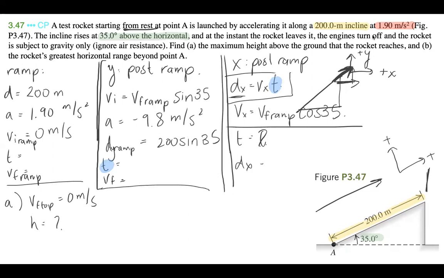So we know what our VI is. It's going to be VF ramp. But how do we get VF ramp, right? How do we get this information right over here? To get that, we need to solve for the final speed while it's still on the ramp. So to do that, we are going to use one of the 5 kinematic equations, because we have our 3 knowns here and we have our 1 unknown here. So let's go ahead and do that. With this equation, VF squared is equal to VI squared plus 2AD.